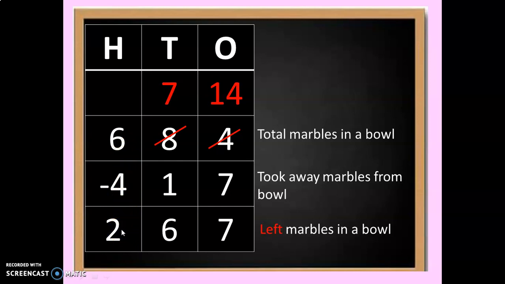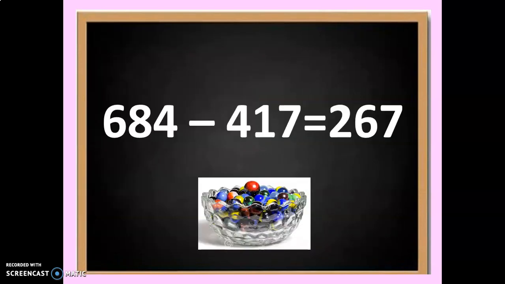So thus the difference of 684 and 417 is 267. There are 267 marbles left in the bowl. I hope you understand the concept. It is more clear to you. Now we are going to question number 2. Let us discuss question number 2.